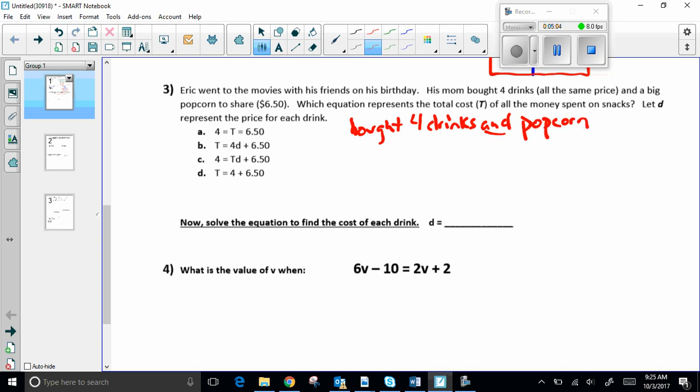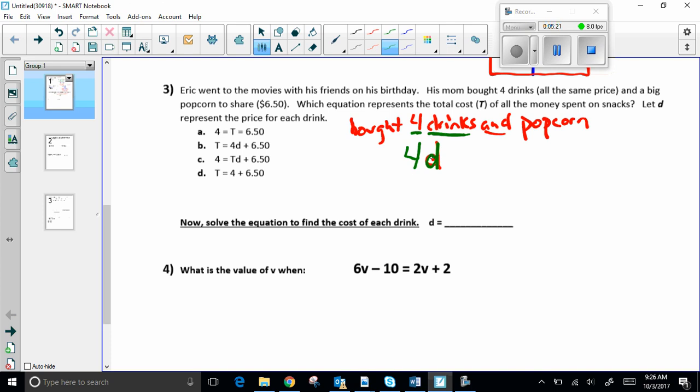So you got 4 drinks and popcorn. Do we know how much each drink cost? No, we don't know. Whenever we don't know, we can just use a letter like D. I'll change colors here. D, so that's the drinks. And how many of them? 4 of them. That's right here.